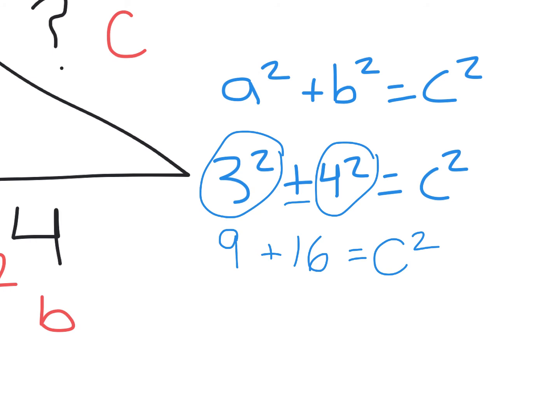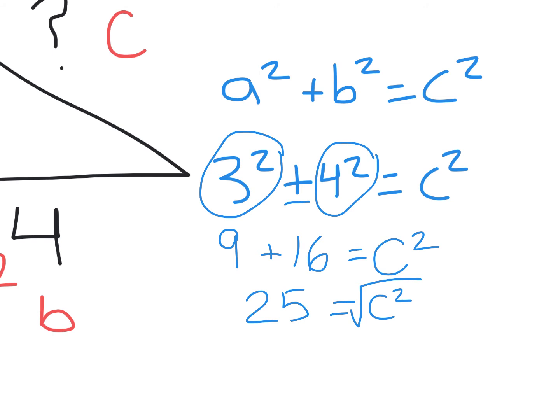Now we're just going to add these two numbers together. 9 plus 16 is 25. So 25 is equal to C squared. Now we're trying to solve for C, not for C squared. So in order to undo this square, we need to do the opposite, which is the square root. If you can recall back to our study of exponents, exponential notation, we learned that the opposite of a square is a square root, basically saying what number times itself equals that number. So we can get rid of this square by taking the square root.